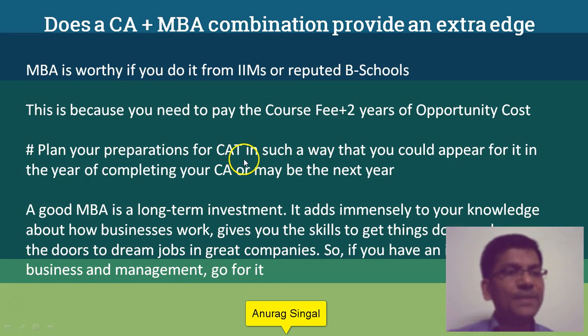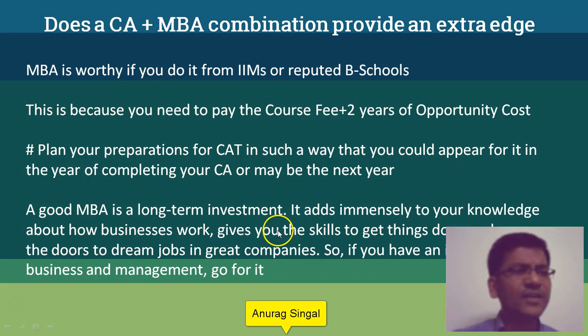So plan your preparation for CAT probably in such a way that you could appear for it in the year of completing your CA. You clear your CA exam in May, results come out in June, in November you take the CAT and start your MBA from April. Or probably the first year can be just a practice and next year you take it more seriously, and so by the time you land up in your B school you have 1.5 years of post-qualification work also. So an MBA is a good long term investment.